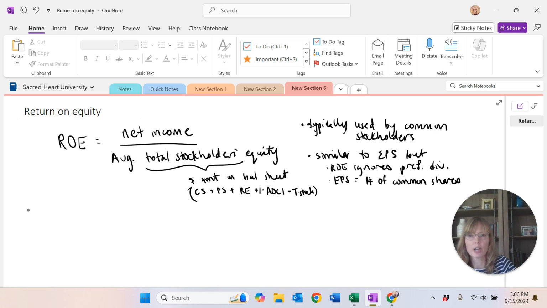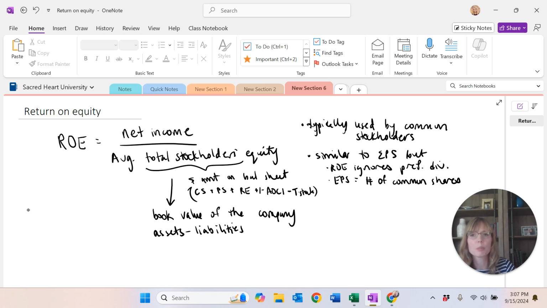Total stockholders' equity can also be called the book value of the firm. Sometimes you'll see that term. It's also equal to the company's assets minus liabilities. So from the owner's perspective, if we took our assets, converted them to cash, paid off all of the liabilities, what would be left for us of this company?